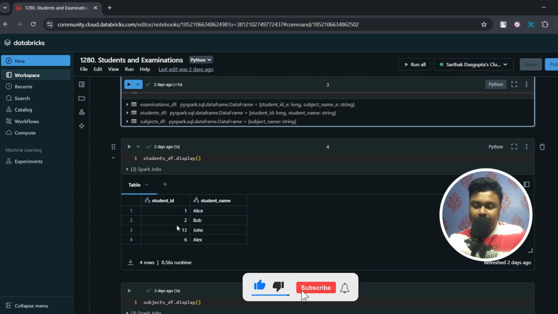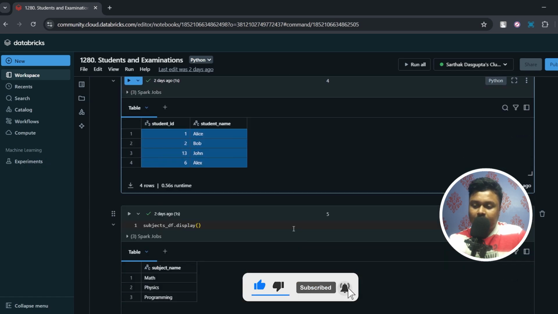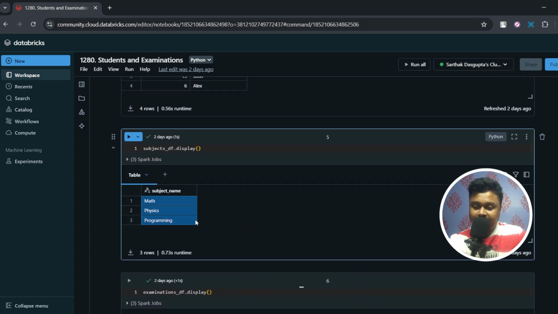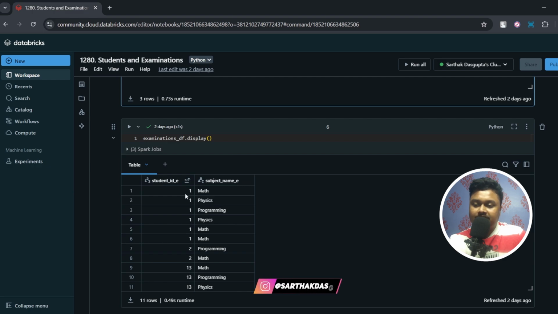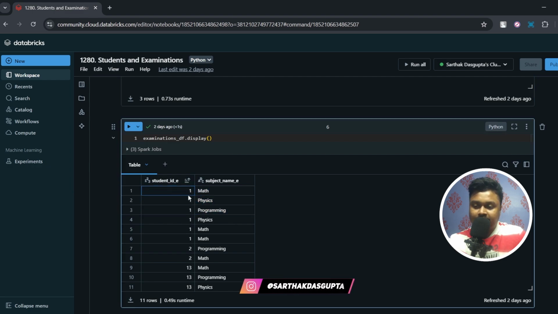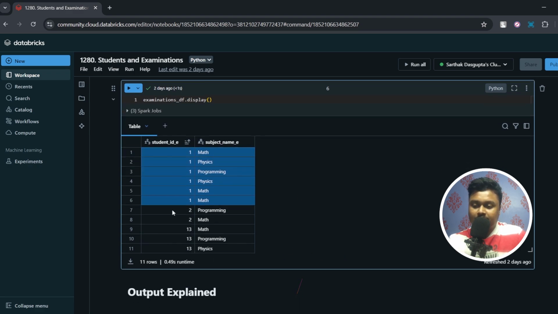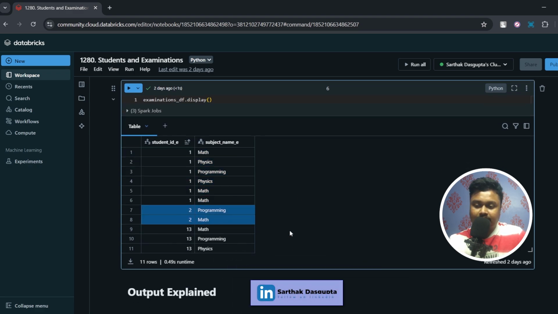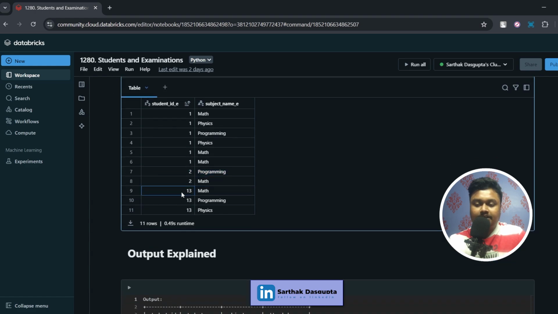The students table has a total of 4 records. Subject has a total of 3 subjects, while examination represents what exams each student has given. As you can see, student ID 1 has given these many exams. Student ID 2 has given these 2 exams. And student ID 13 has given these 3 exams.